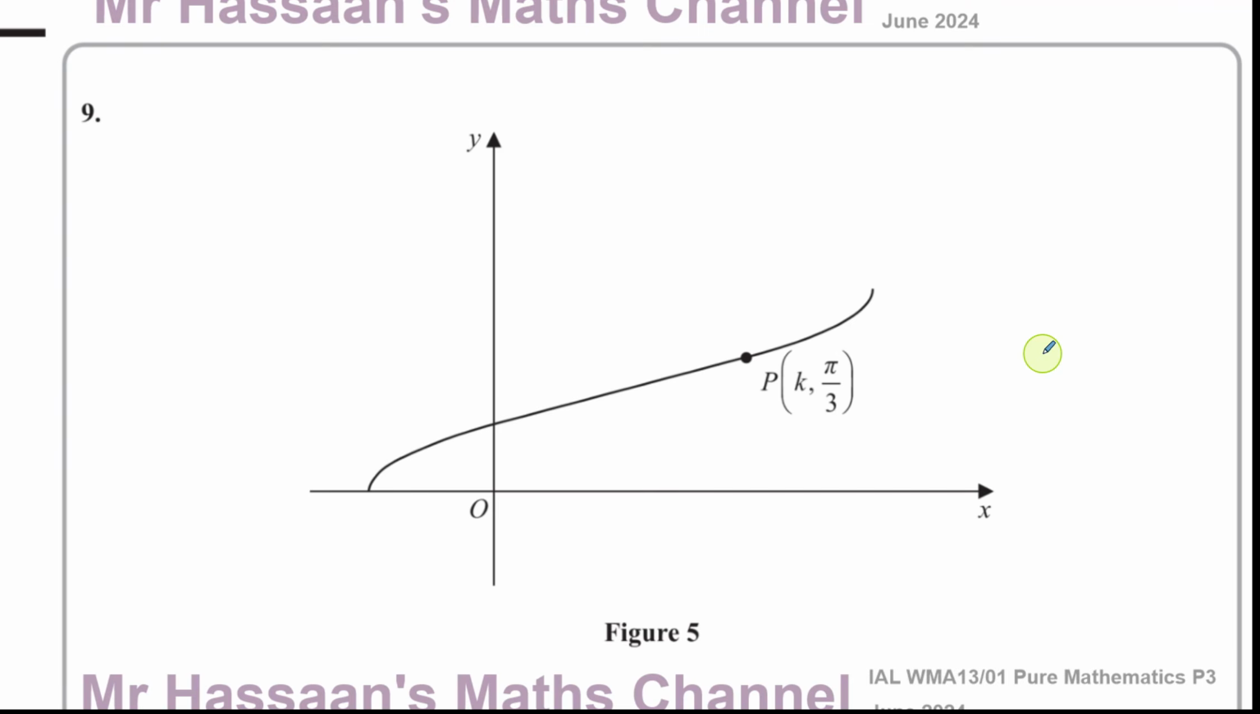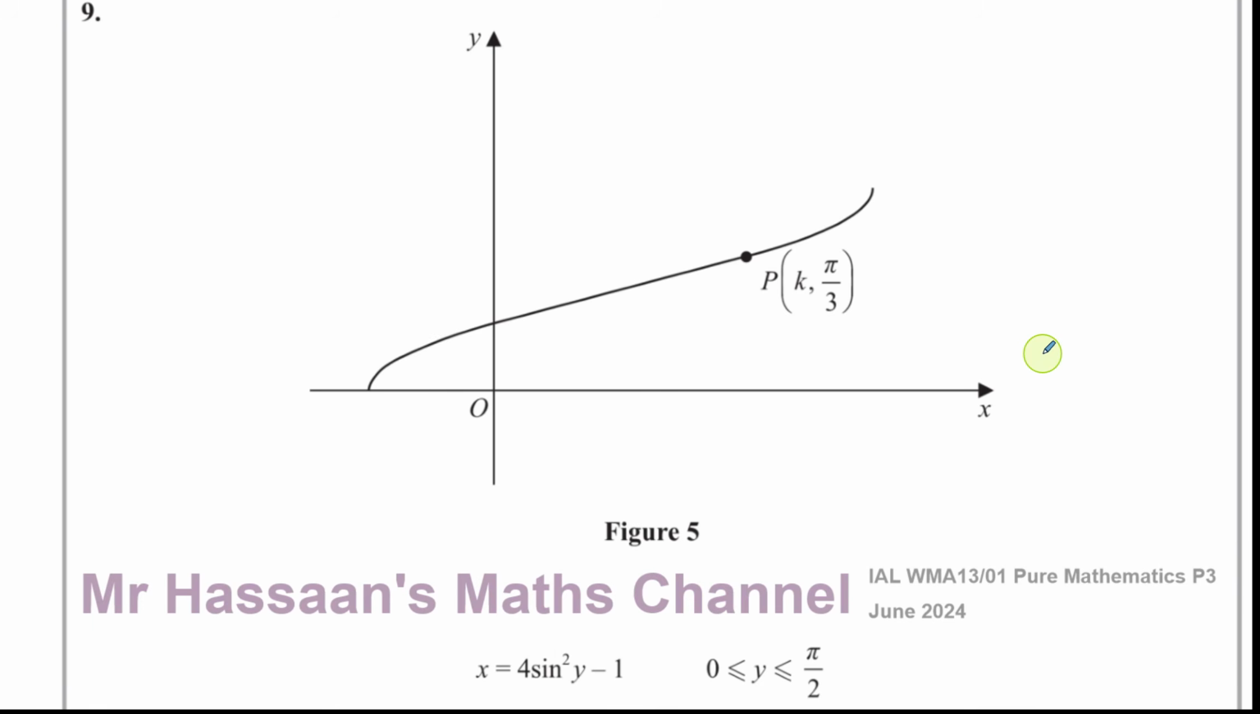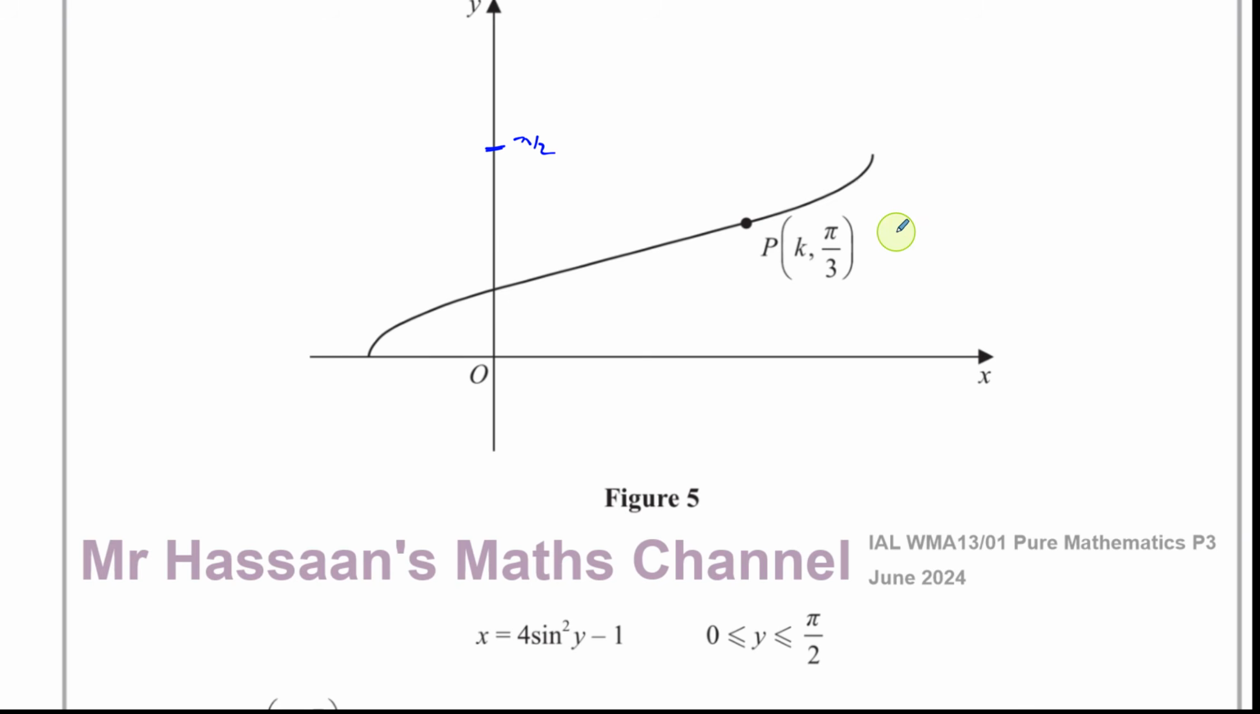This is the final question on this particular paper. We have been given this curve, which is defined as x equals 4 sine squared y minus 1, with a range from 0 to pi over 2. So on the y, this is like pi over 2 from 0. This is like an inverse trig function. If you rearrange it for y, you'd have arc sine or inverse sine y there somewhere. Anyway, this is the function given and the range that we're supposed to consider.